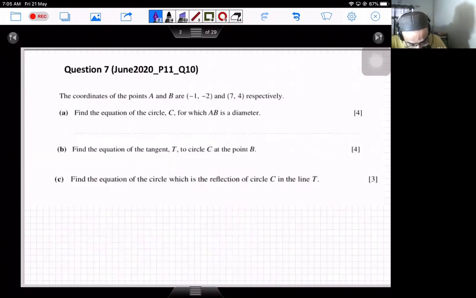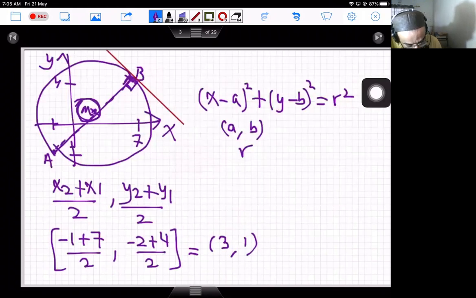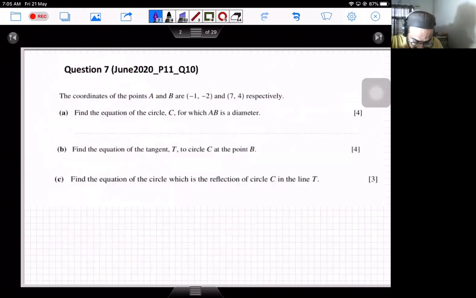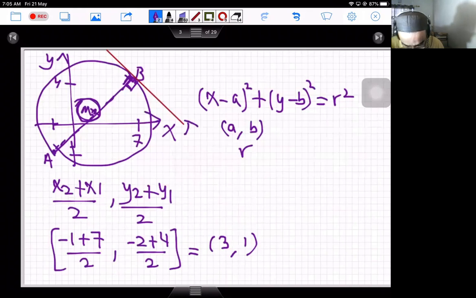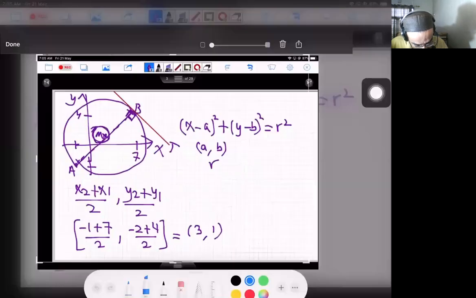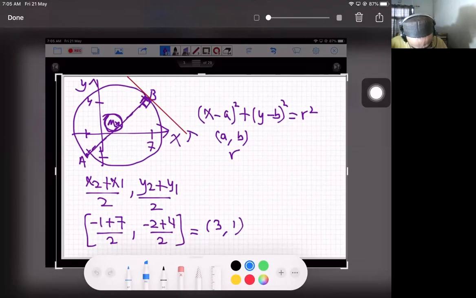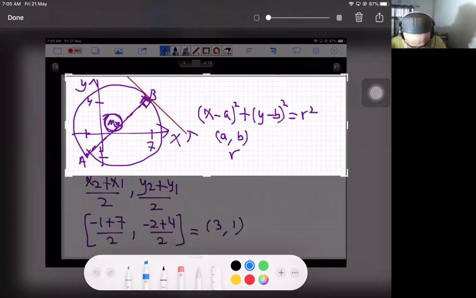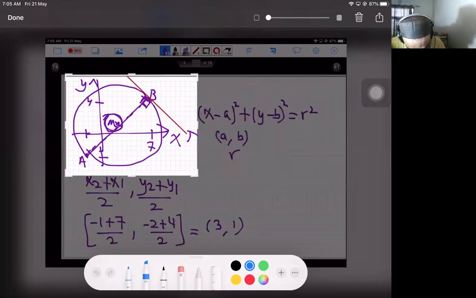Part C is saying, find the equation of the circle which is the reflection of circle C in the line T. All right, so basically, this is your circle C, and we need to find the equation of the circle which is the reflection of the circle C in the line T. This is the line T, which is the tangent. So let's take a screenshot for this diagram and make another sketch, and let me just try to explain what's actually happening over here.